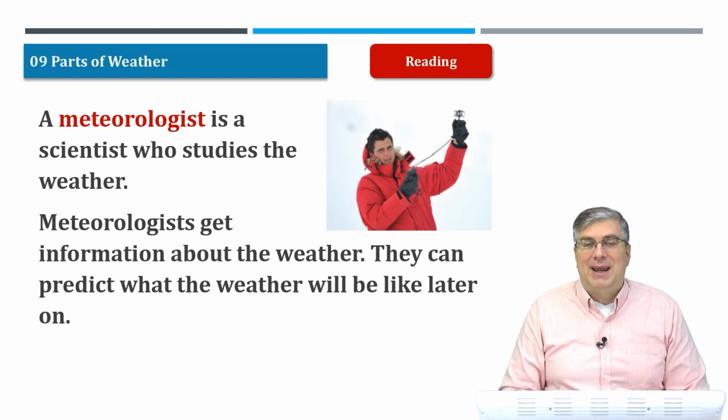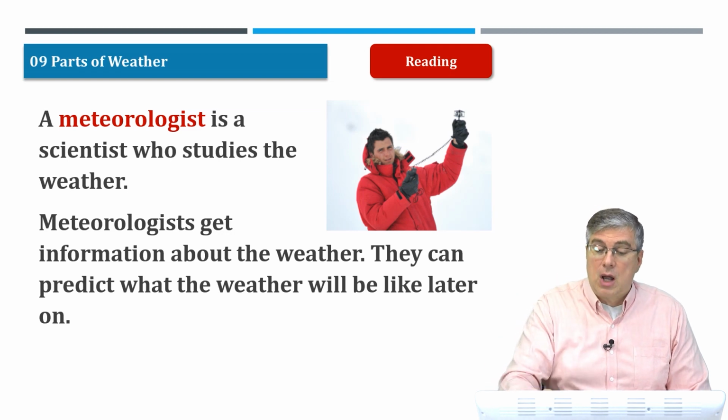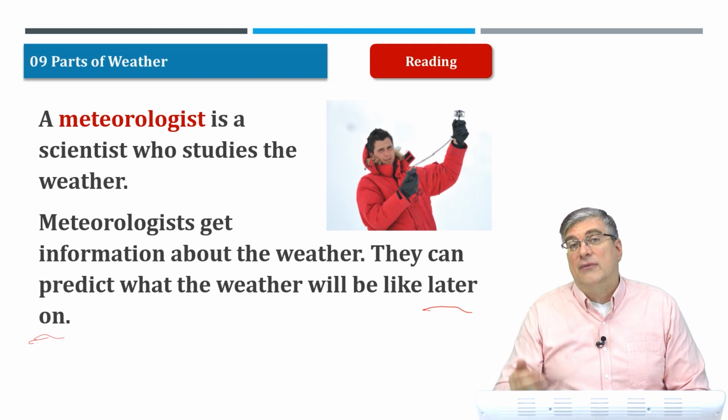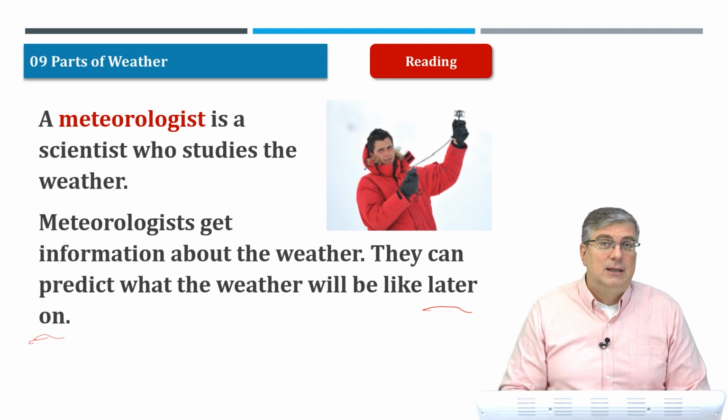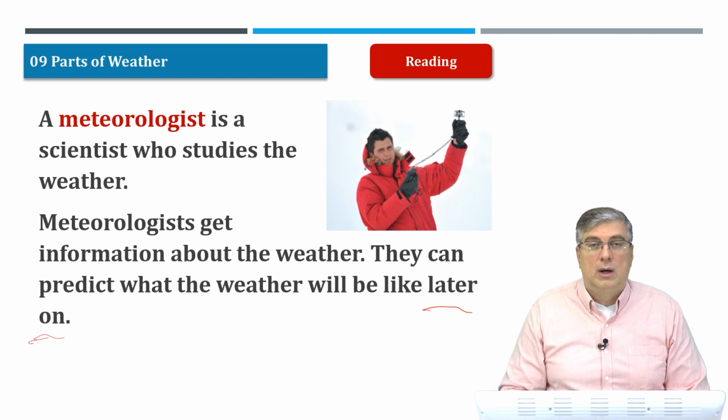Meteorologists get information about the weather. They can predict what the weather will be like later on. Later on in the future. Like I said, maybe tomorrow, the day after tomorrow, next week. But 2 weeks from now, that's a little difficult. Okay, so later on means tomorrow, the next day, or next week. Okay, moving on.